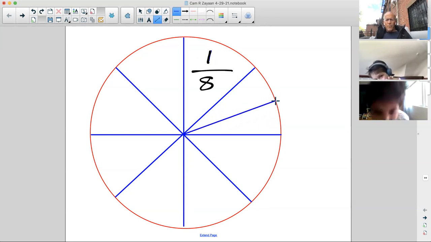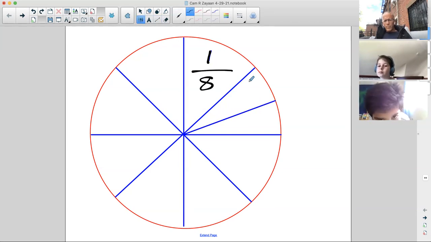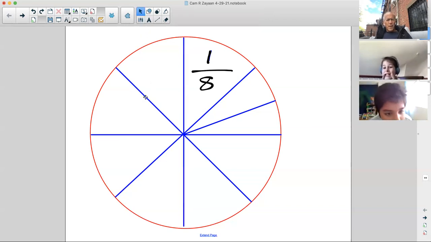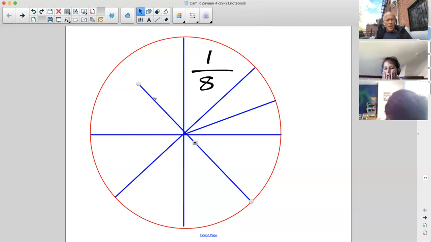Now, what if I then cut 1/8 in half? What do I have now? It looks like an unequal fraction. Oh, no. This guy here is half of this guy. What would be half of an eighth? You have 4 pieces. 1/4. Wait, no. Definitely not 1/6.